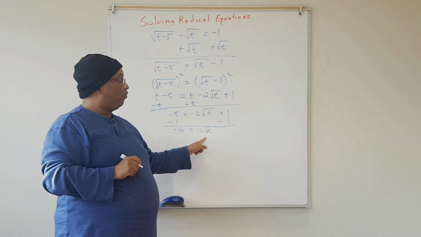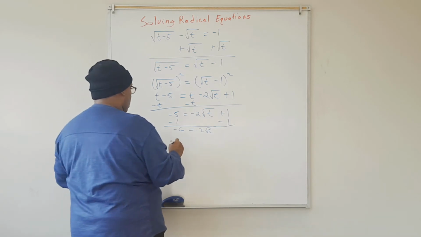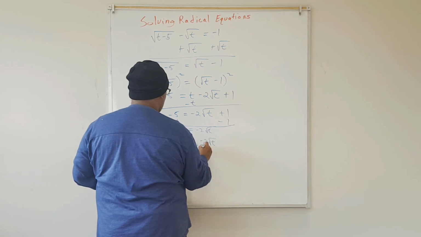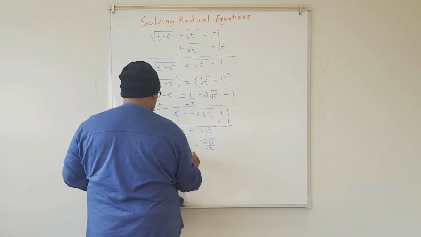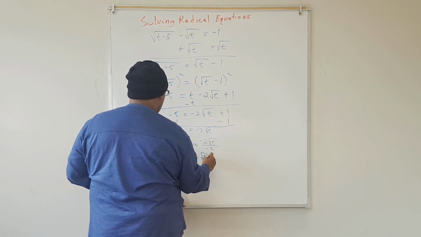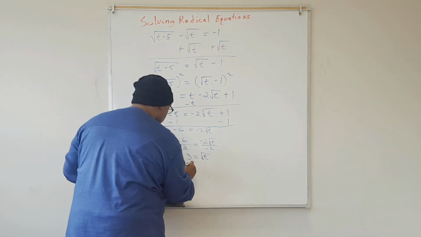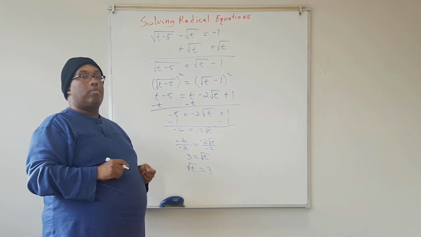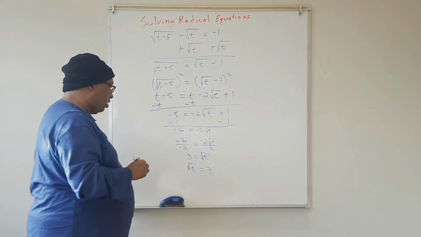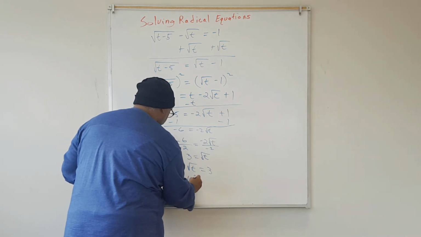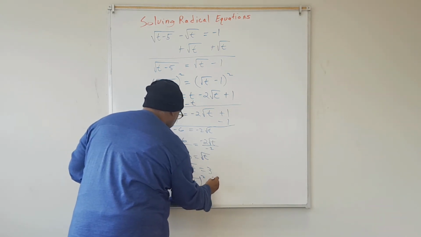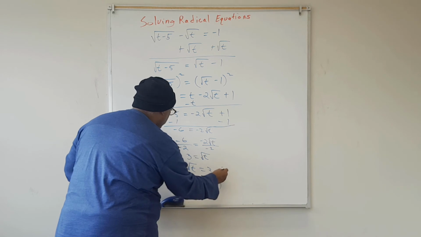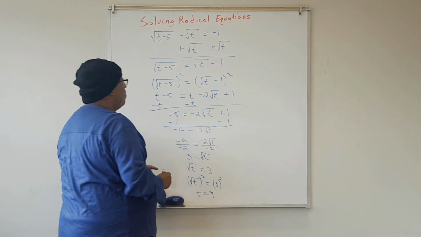Getting rid of the -2, we need to divide both sides by -2. So -6 divided by -2 equals -2 square root t divided by -2. We get 3 equals square root t. And if you prefer, you can rewrite this as square root t equals 3. It doesn't really matter. We still need to get rid of the square root by squaring both sides. t equals 3 squared, which is 9. And before we box it, we should check.